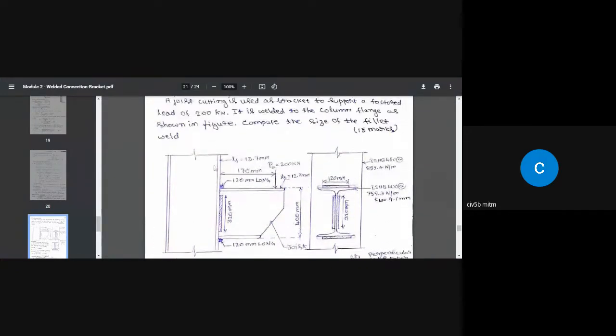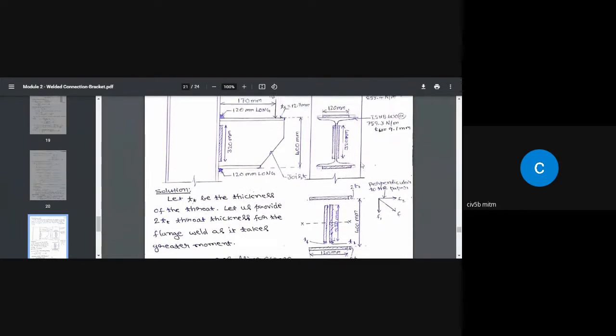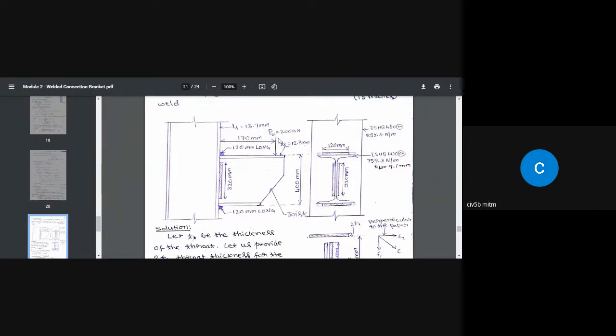Okay, and this is, again, the column. What is the column? ISHB 450 at 855.4 Newton per meter. So when you look at the connection, this is a type 2 connection. The reason being that the plane of the weld, which is perpendicular to the paper or the screen, is different from the plane of the load. So this is called type 2 connection. As a result, the weld is going to be subjected to shear as well as normal stress.